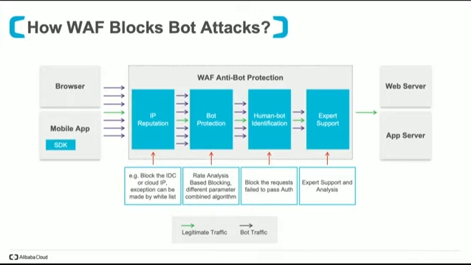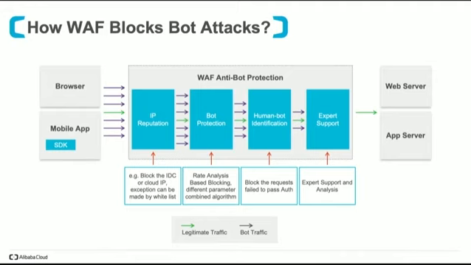So if we look at how WAF blocks the bot attacks, again, the traffic comes in two main forms, the browser or the mobile app. We use the IP reputation. Alibaba Cloud has information over a very large portion of the cloud services out there. So we have good intelligence on which IP ranges have a good reputation and which don't. And from there, we filter the obvious attackers.